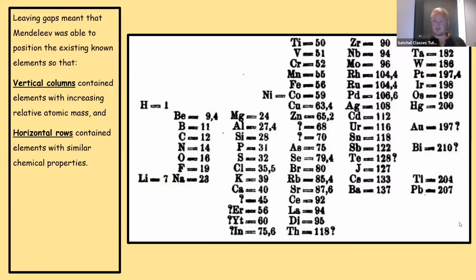This is Mendeleev's periodic table. It looks slightly different to ours because his vertical columns contained elements with increasing atomic mass, and horizontal rows contained elements with similar chemical properties, but we've inverted that in the modern periodic table.